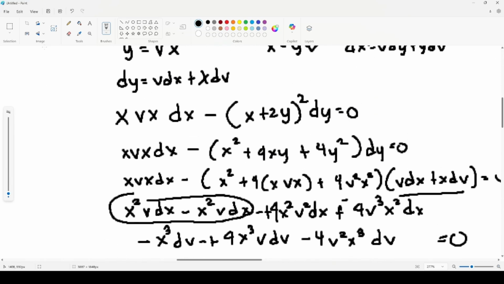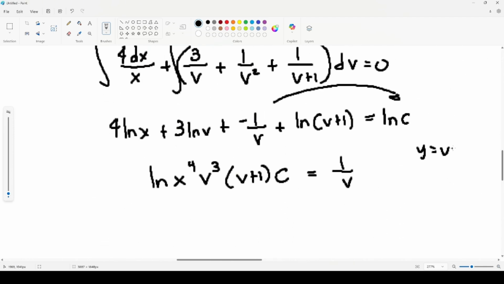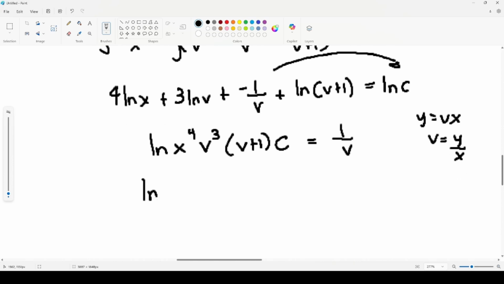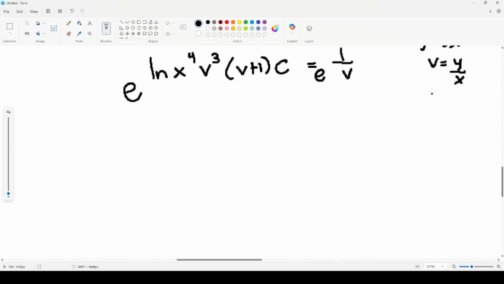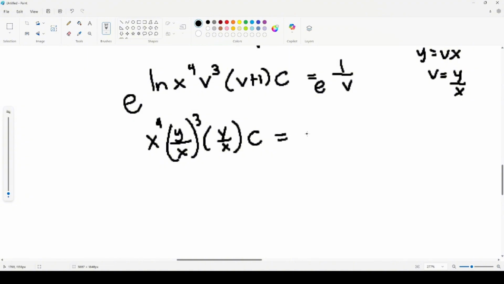Remember we substituted y equals vx, so v is equal to y over x. So we can now substitute, or raise both sides to e. We can raise both sides to e. Well, there's no ln on the right side, so we will have e raised to 1 over v. So x to the fourth, y over x cubed, multiplied by y over x plus 1, times C is equal to e raised to 1 over y over x.